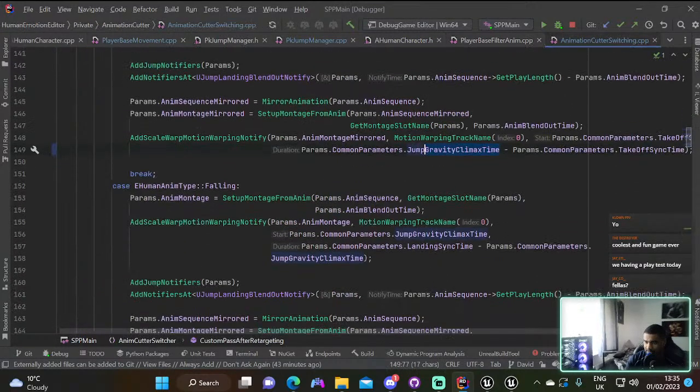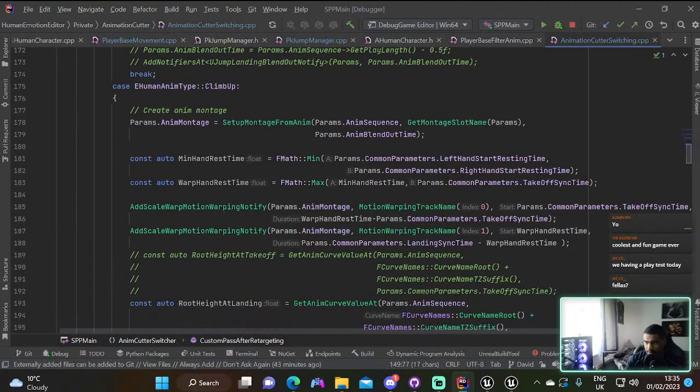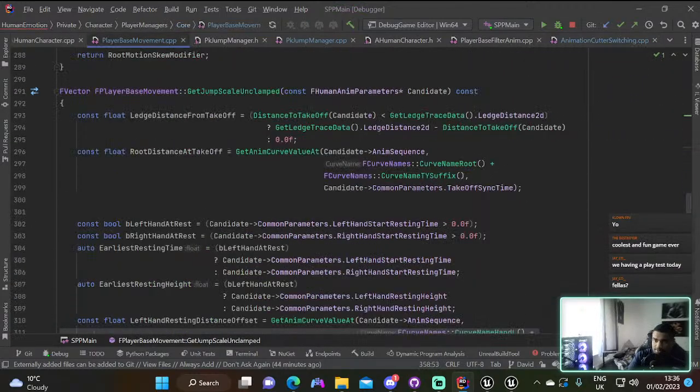How do I do it for the climbs? Ooh, I need to change this because this isn't as robust. This is actually mine. This isn't as robust as the other one. So, this one here is far more robust.